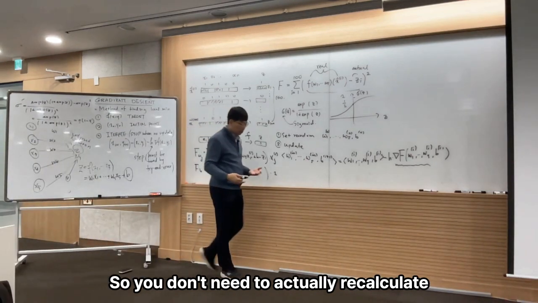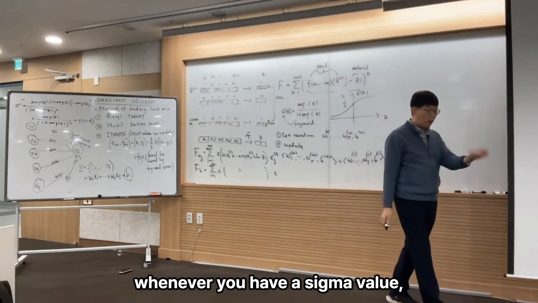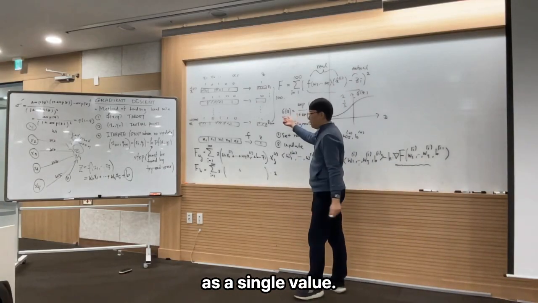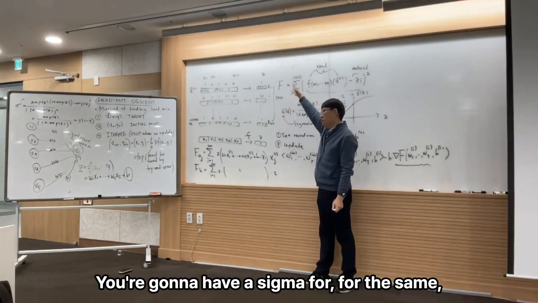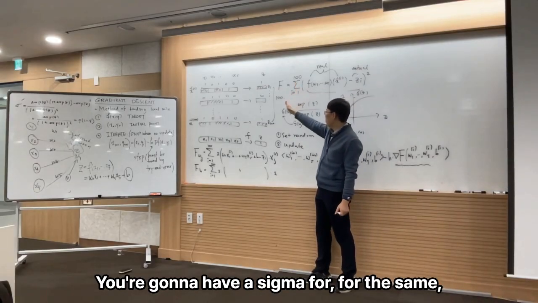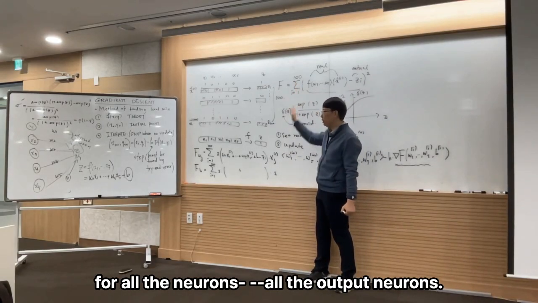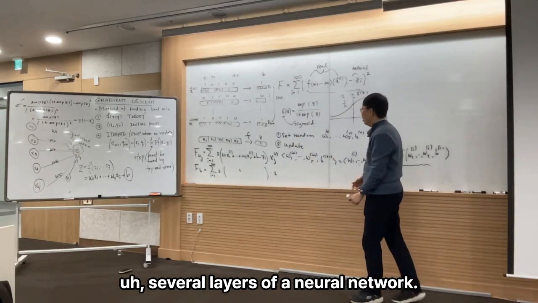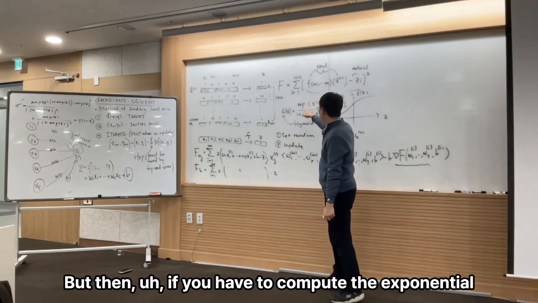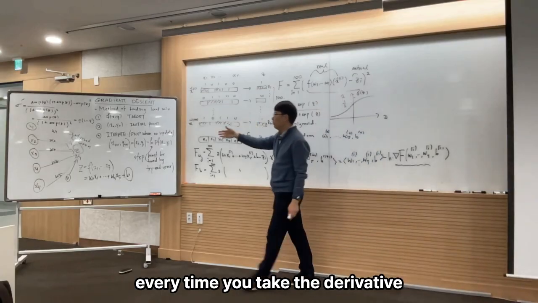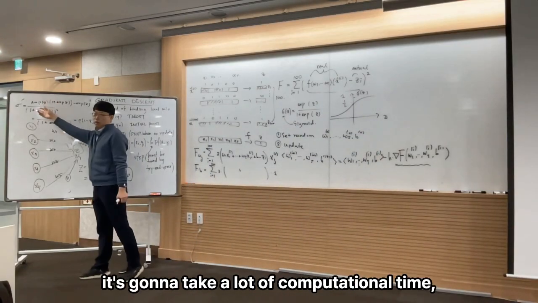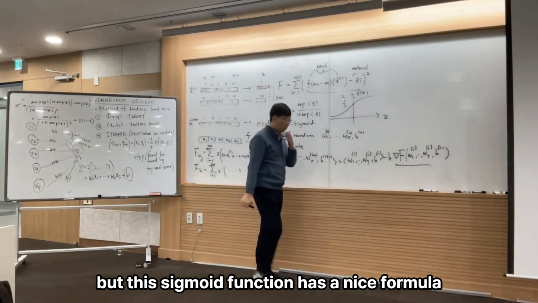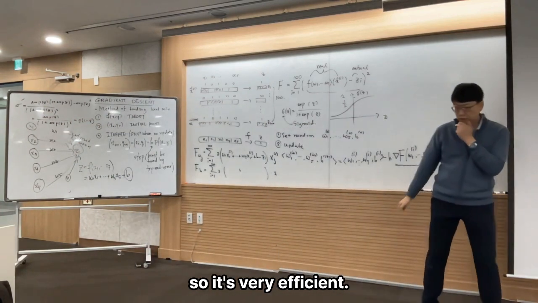So you don't need to actually recalculate whenever you have a sigma value, because later you don't want the sigma as a single value. You're going to have a sigma for all the neurons, all the output neurons. The number of output neurons could be large if you have several layers of a neural network. If you had to compute the exponential every time you take the derivative to find the gradient, it would take a lot of computational time. But this sigmoid function has a nice formula to compute its derivative, so it's very efficient.